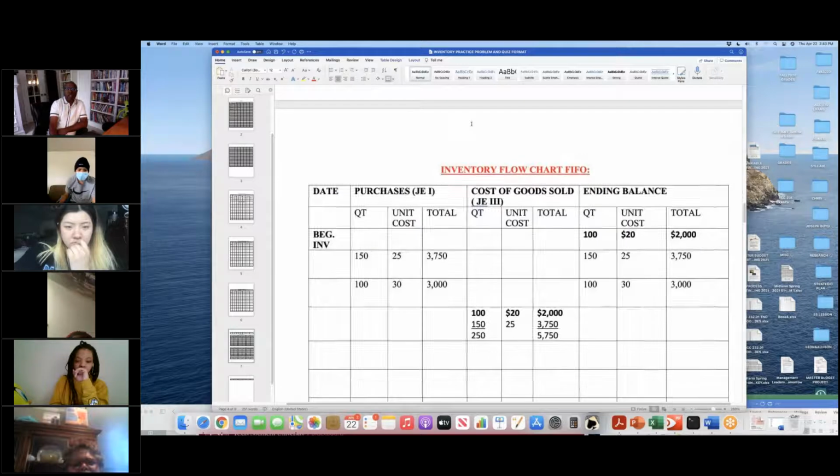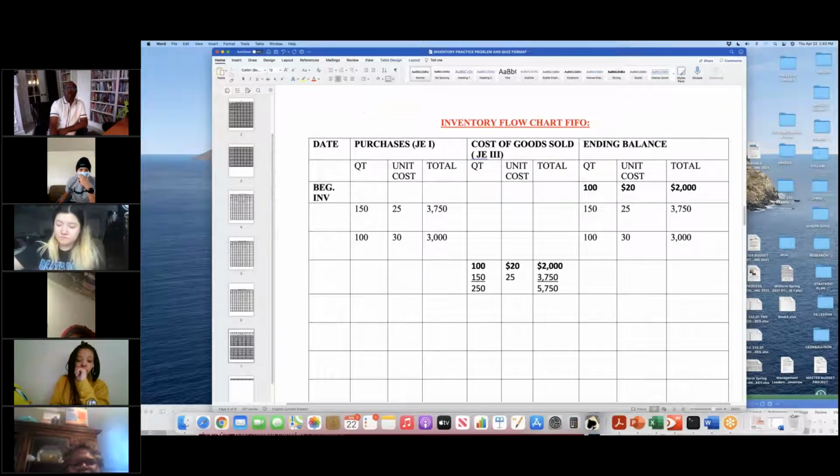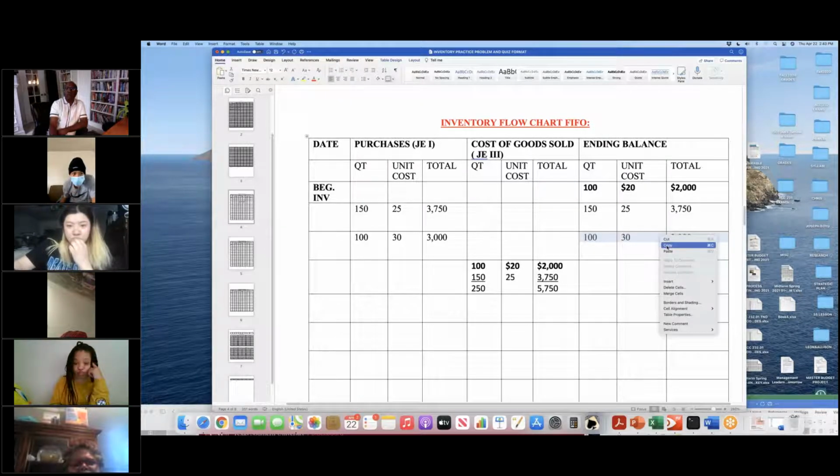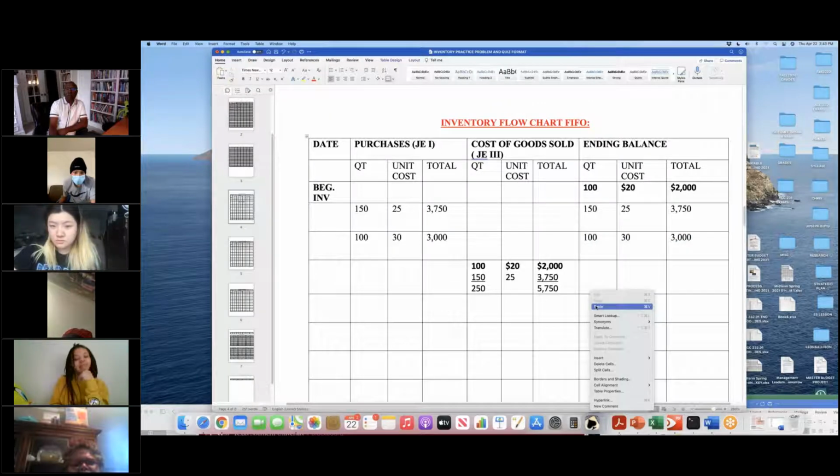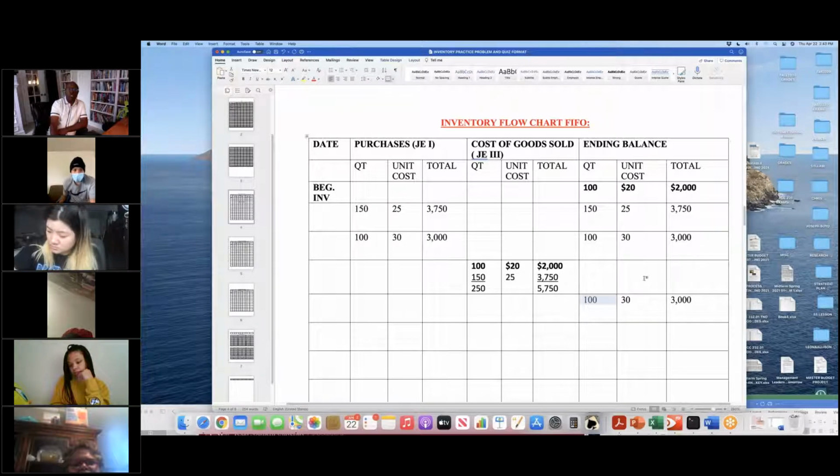So what do we have left in our inventory now for FIFO? We've got these 100. So they're still there waiting to be sold. The other 250, I'll just put it in here. They're gone.